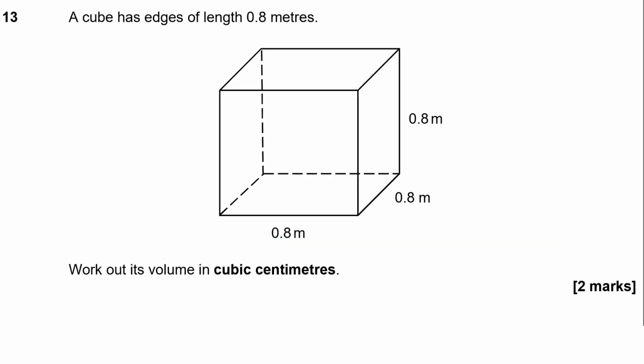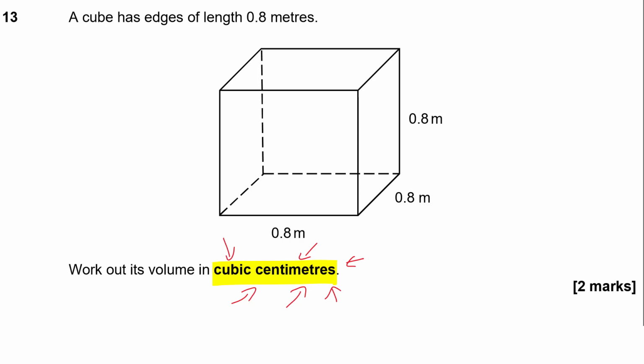Question 13. A cube has edges of length 0.8 meters. Work out the volume in cubic centimeters. Now, they put it in bold there, just to draw attention to this. It's like a flashing light pointing to it saying, look at me. Okay, it's cubic centimeters and not cubic meters. This is in meters and we want to put it in cubic centimeters.